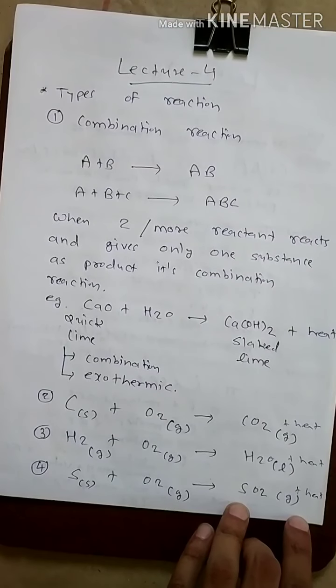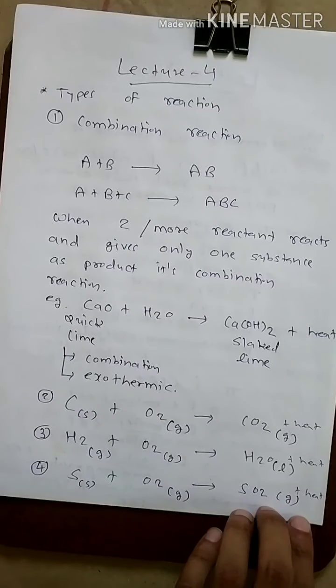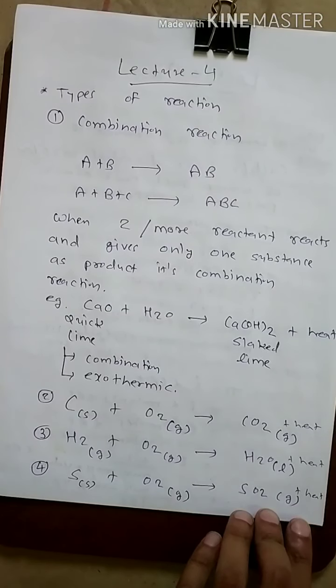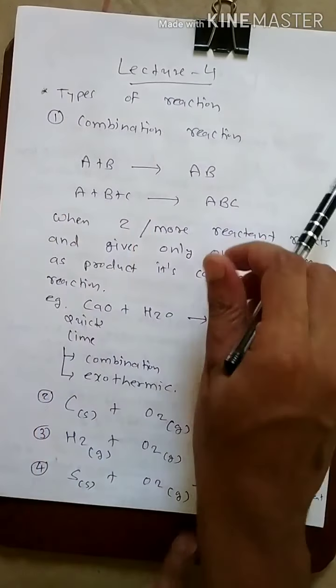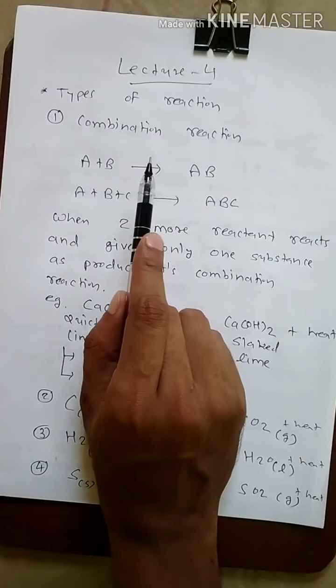Based on different classifications, there are different types. So here we are going to learn classification based on heat transfer and classification based on number of product and number of reactant. Two types of classification we are going to discuss here. So first we are going to discuss combination reaction.